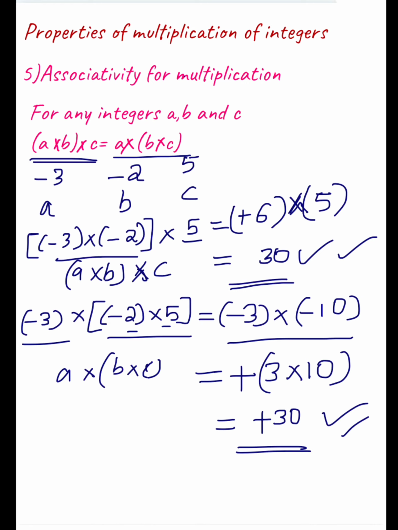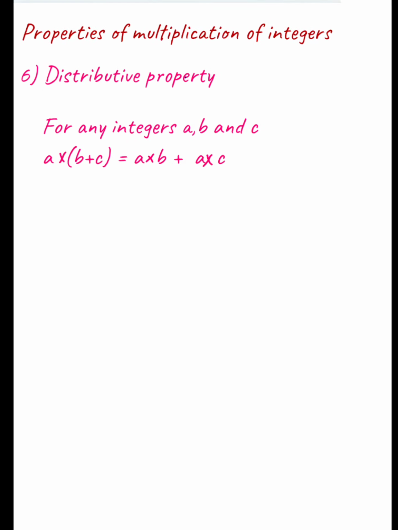Now let's see the sixth property, which is the distributive property. This is actually distributivity of multiplication over addition. That means for any integers a, b and c, a into (b plus c) equals a into b plus a into c. This is the distributive property, or the formula for the distributive property, which you have to keep in mind.